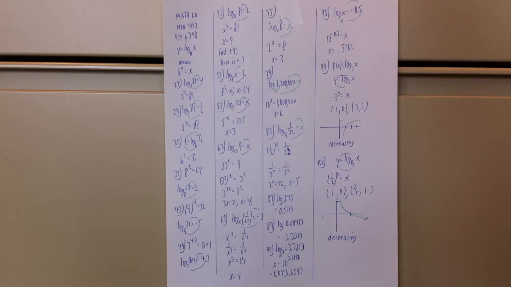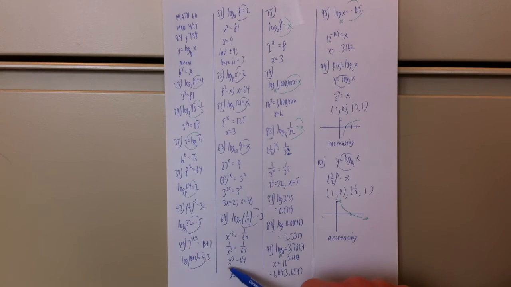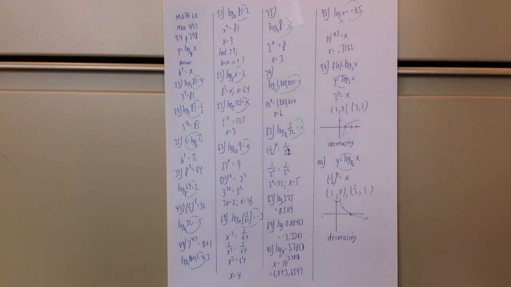I'll do the cross multiply rule, which says that times that equals that times that. Well, x cubed times 1 is just x cubed, and 1 times 64 is just 64. So what number cubed gives me 64? That answer is 4.